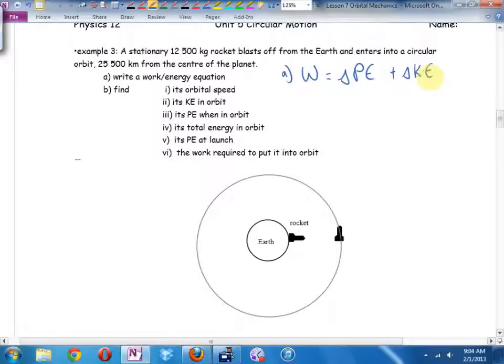B says, find a bunch of stuff. Okay. First thing it wants me to find is its orbital speed. How do we find orbital speed? What is it, Dorothy?